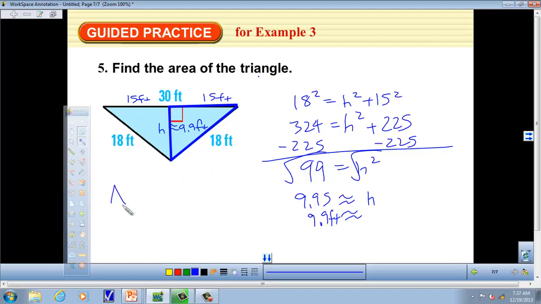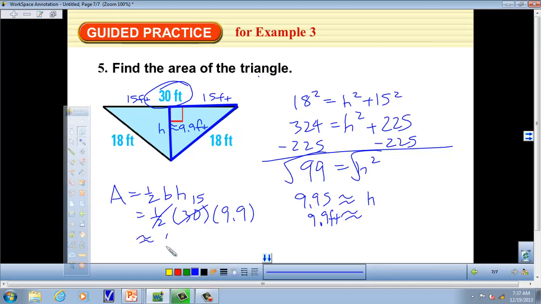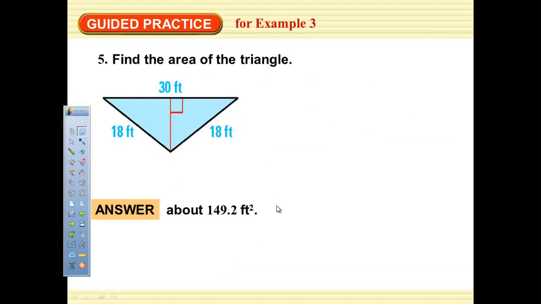We know that the area of a triangle is equal to 1/2 base times height. We know that our base, remember, is 30, not 15. So we'd say 1/2 times 30, and then we're going to write 9.9, but we're going to use the number that's on our calculator. Again, half of 30 ends up being 15, so we're going to just multiply what's on our calculator by 15. And if we do that, we get approximately 149.2. It's 149.24, but we would get 149.2 square feet. Okay? And there's our answer.